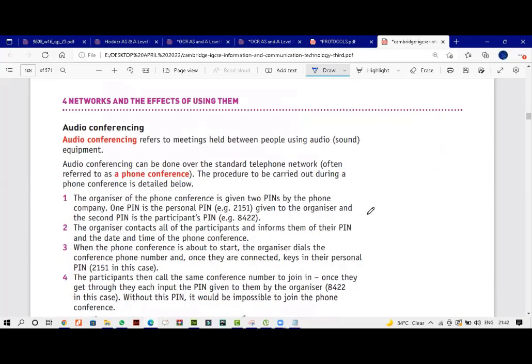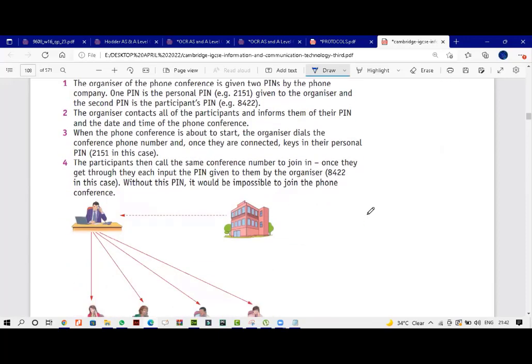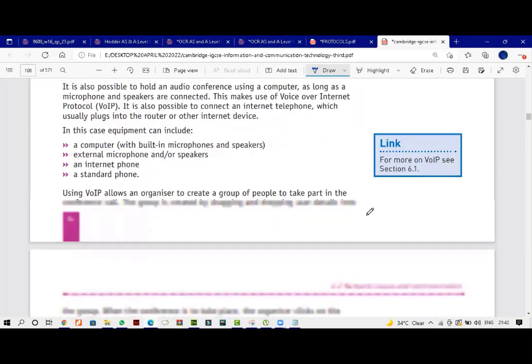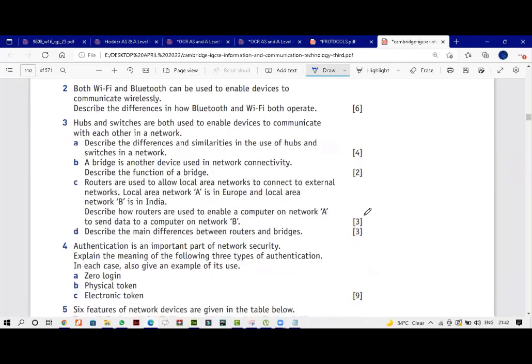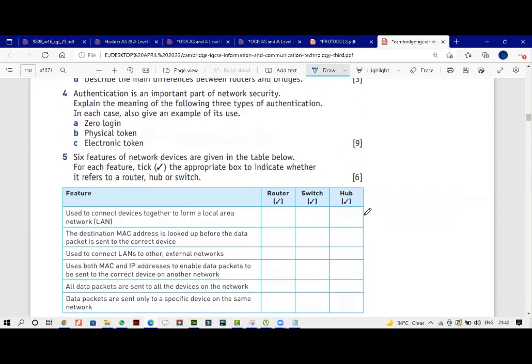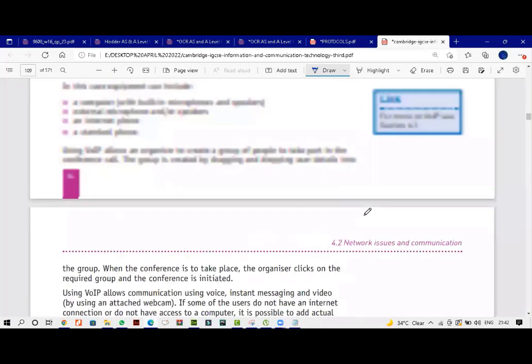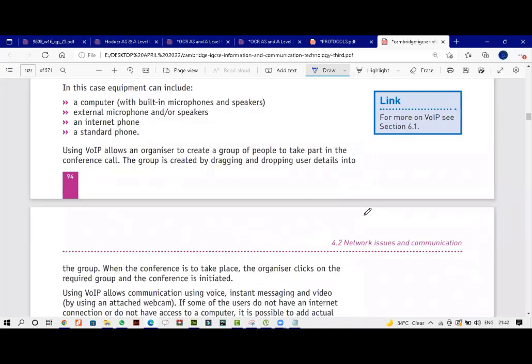Audio conferencing: you might have conducted audio conferencing on phone, wireless and so on, where you have to share a pin. There's a private pin and a public pin, and you have to share it, and then you can allow the audio conferencing to take place. There are some good comparisons that I will share with you.